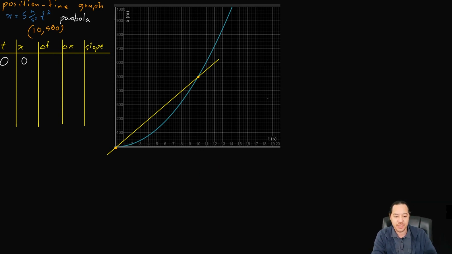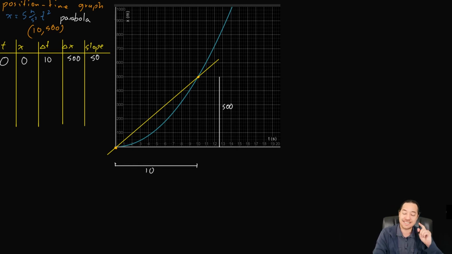So let's compute delta t. Delta t goes from here all the way to here, from 0 to 10 seconds, so a total delta t of 10 seconds. Our delta x is similar: it goes from about here to here, so 500 to 0, a delta x of 500. The slope is rise over run, so 500 over 10 gives us 50 meters per second. That's the slope of this line, and that's the average velocity between t equals 0 and t equals 10.